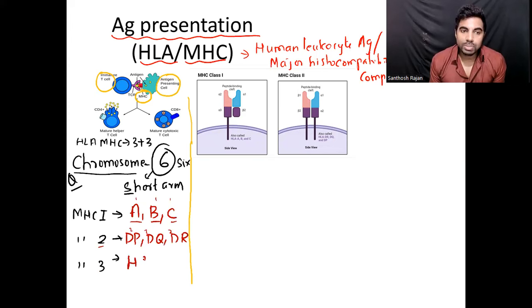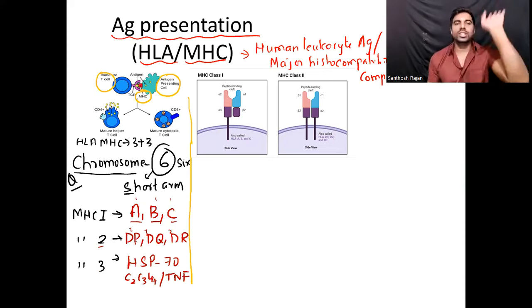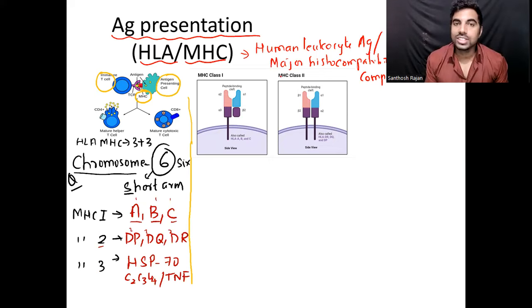So HSP, heat shock protein 70, three letters. Then complement C2, C3, C4; no, only C2, C3, and factor B, three letters. And TNF, also three letters. They can ask you from a medicine or pathology point of view also. So very simple: 1, 1, 1, 2, 2, 2, 3, 3, 3. That's it. Now what is important for us is this one.